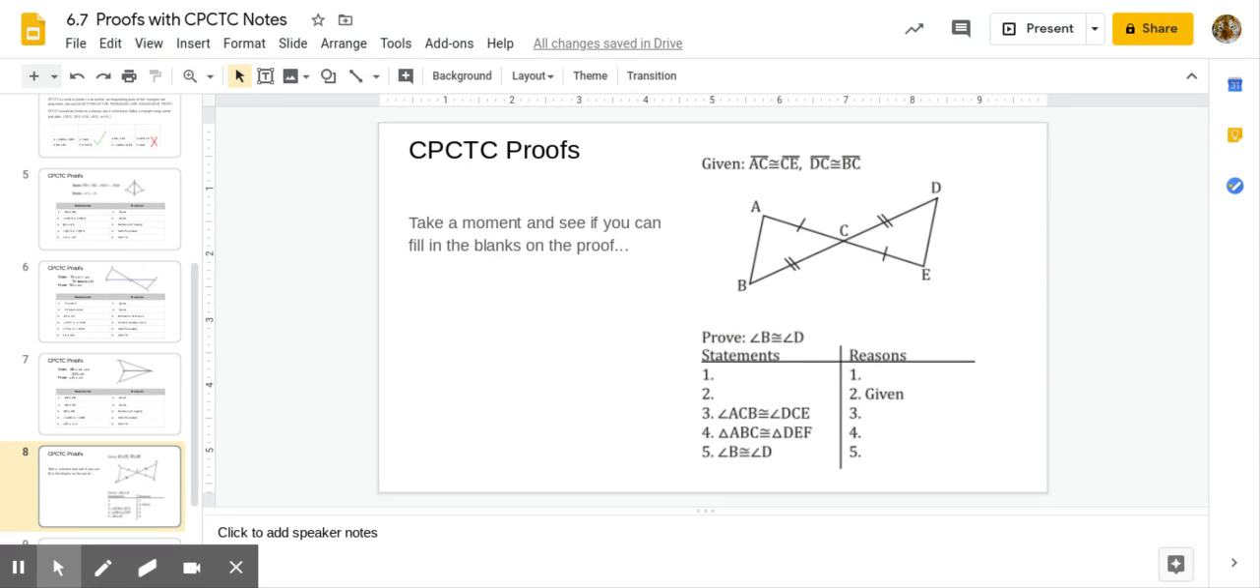Take just a moment, see if you can fill in the blanks on this proof. I'll give you just a moment or two to look at it.